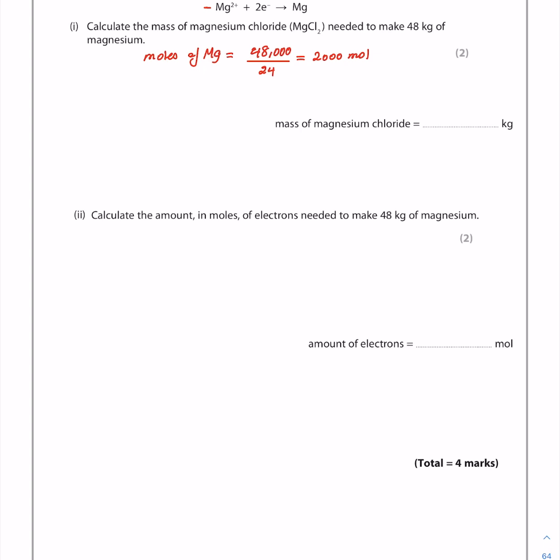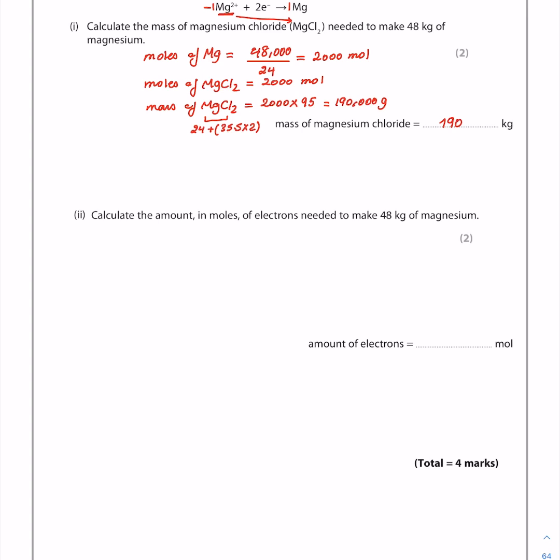After that we make a ratio between magnesium and magnesium chloride. You may say that magnesium chloride doesn't appear in the equation. Yes, but the magnesium ion comes from magnesium chloride, and the ratio between it and magnesium is 1 to 1. So that means the moles of magnesium chloride is equal to the moles of magnesium, which is 2,000 moles. Finally, we get the mass of magnesium chloride by multiplying the moles, 2,000, by the Mr of magnesium chloride. The Mr of magnesium chloride is 24 for magnesium plus 35.5 for chlorine times 2, which is 95. This equals 190,000 gram, which is equal to 190 kilograms, since we divide 190,000 by 1000.